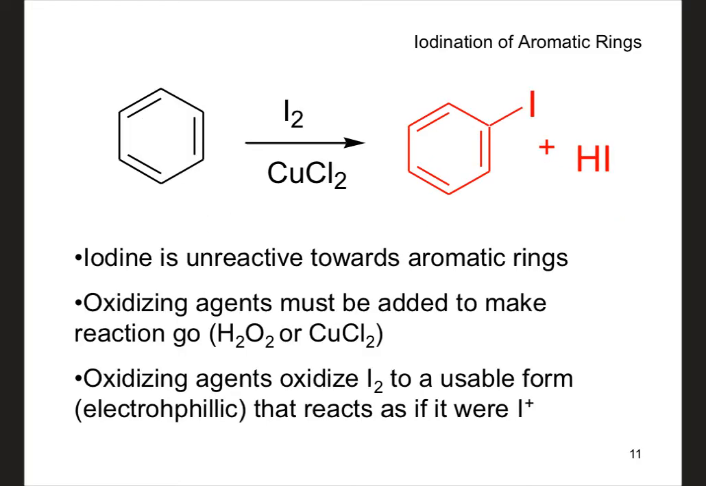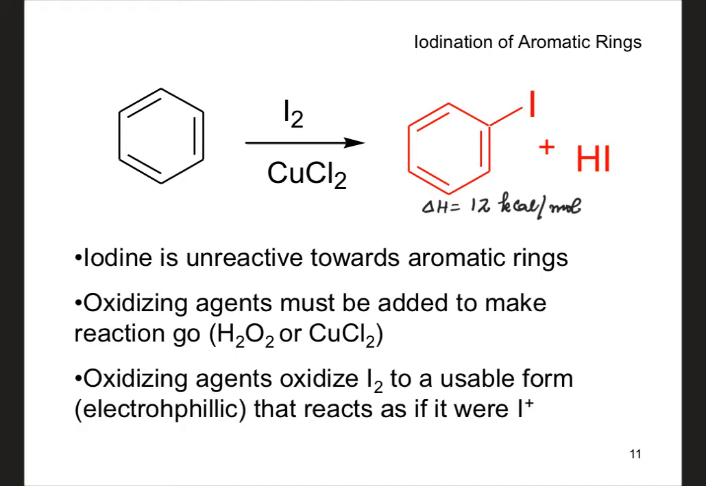Okay, let's talk about iodination. Much like bromination and chlorination, but iodine is fairly unreactive towards aromatic rings. And part of it has got to do with the idea that this reaction for iodination is a fairly endothermic reaction, 12 kilocalories per mole will be required for the reaction. So it's very endothermic in nature. And for that reason, it has to be given a little bit of a nudge.